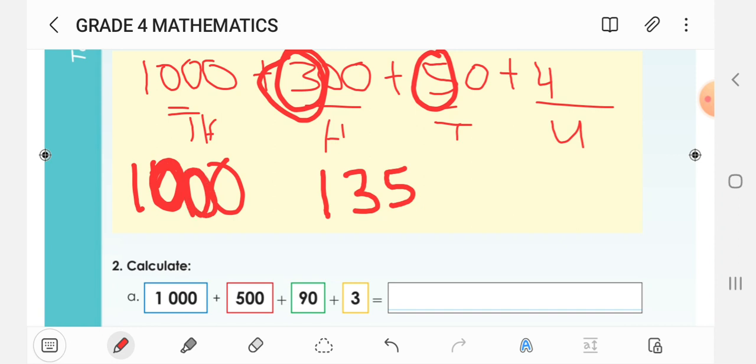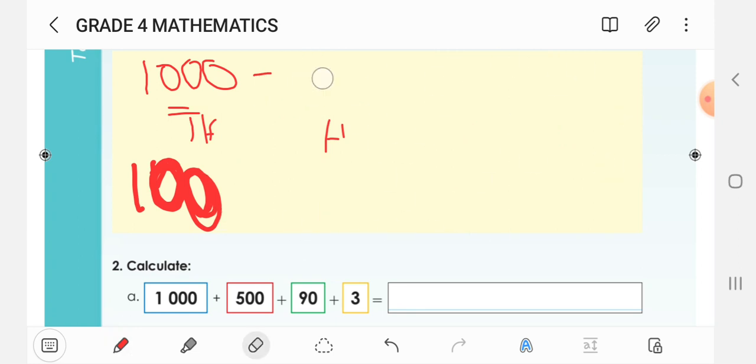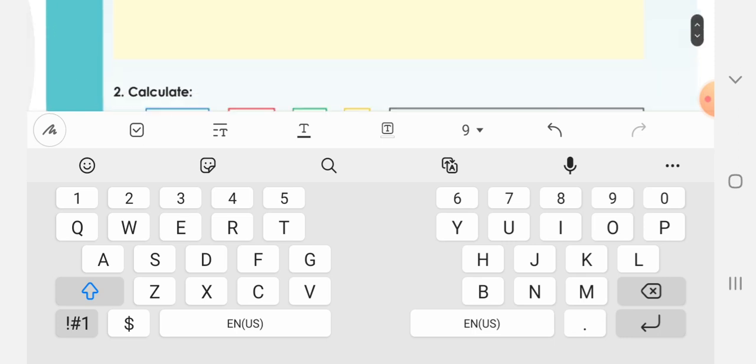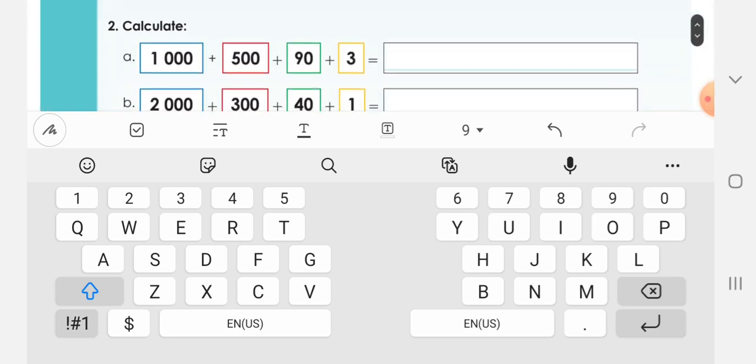For the tens, will replace this one. And then we have 4 for the units, and then it will replace that one. So it's 1,354. So that is how you do this activity. That is how you do your place values. Yes, let's now start this activity.